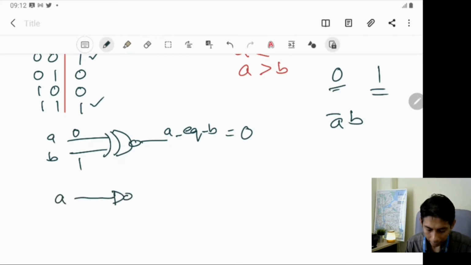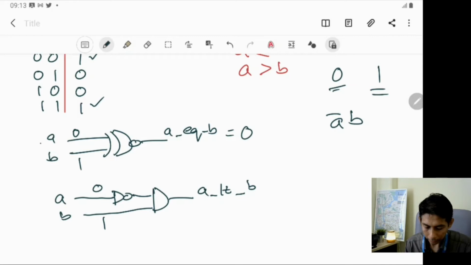okay, A, this is A bar, and we have B. And of course this is the same signal, yeah? And here we have A LT, less than B. So for example, if A is 0, in this case B equals 1, so this will be equal to 1. It means that the condition is true. Condition is true exactly means that A is less than B.